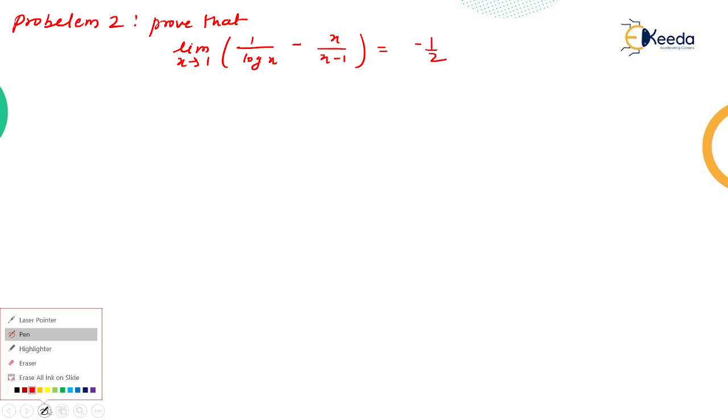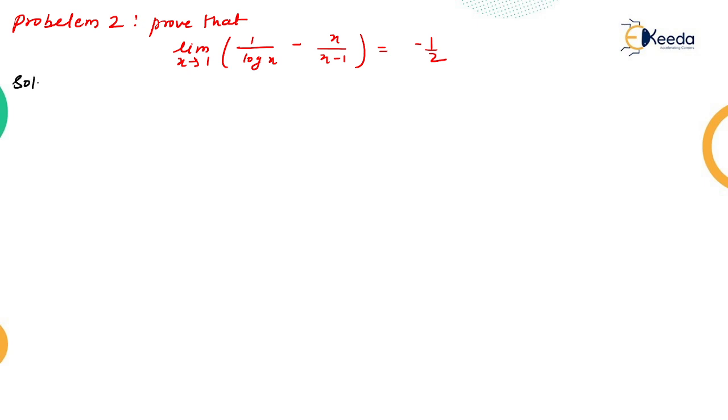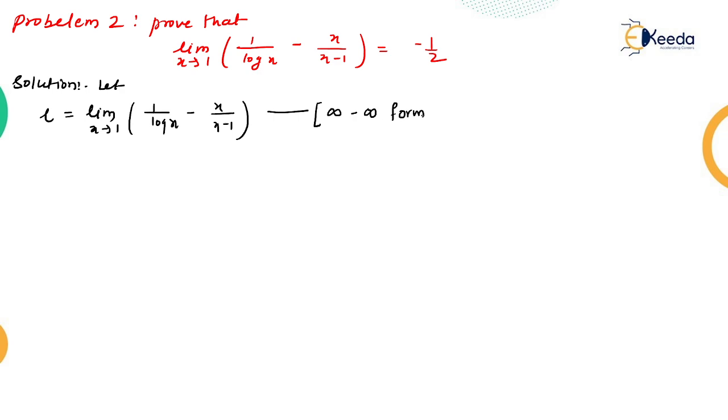Now we have to take the LHS. So what is LHS, guys? I'm writing the solution. Let L be the limit as x tends to 1 of 1 upon log x minus x upon x minus 1. When we replace x as 1, it takes the infinity minus infinity form. So you have to observe this very well.